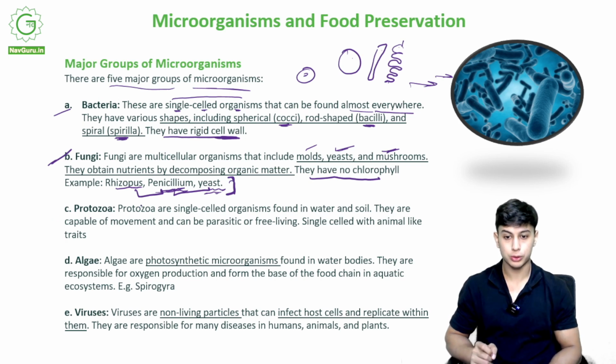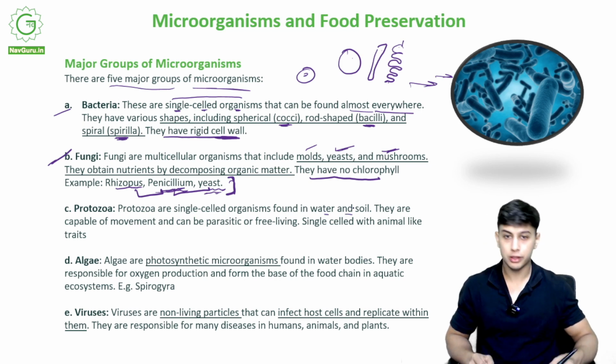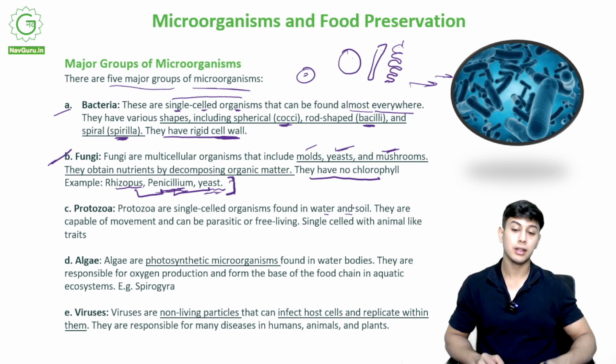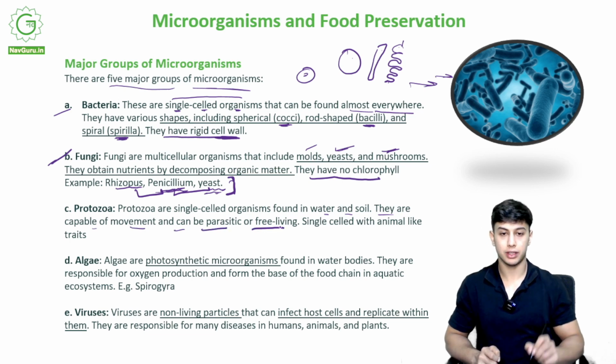We come to protozoa. Protozoa are single celled organisms. Again, they are single celled, found in water and soil. I will show you the pictures of all of these. Protozoa are found in water and in soil, not in air. They are capable of movement and can be parasitic or free living.